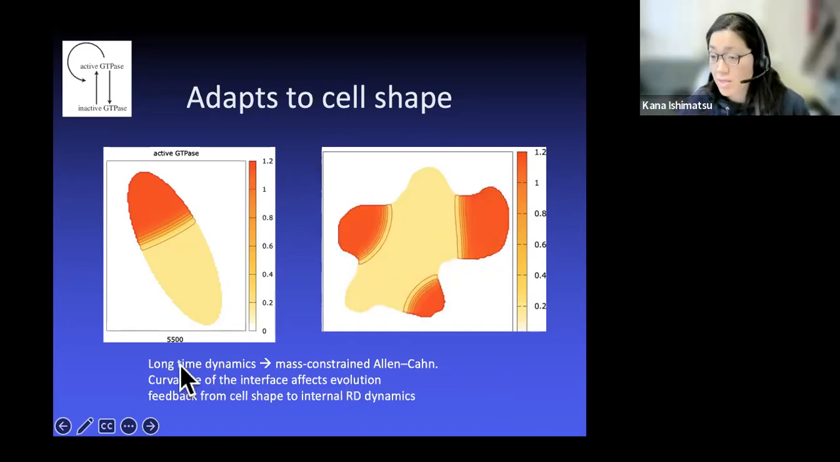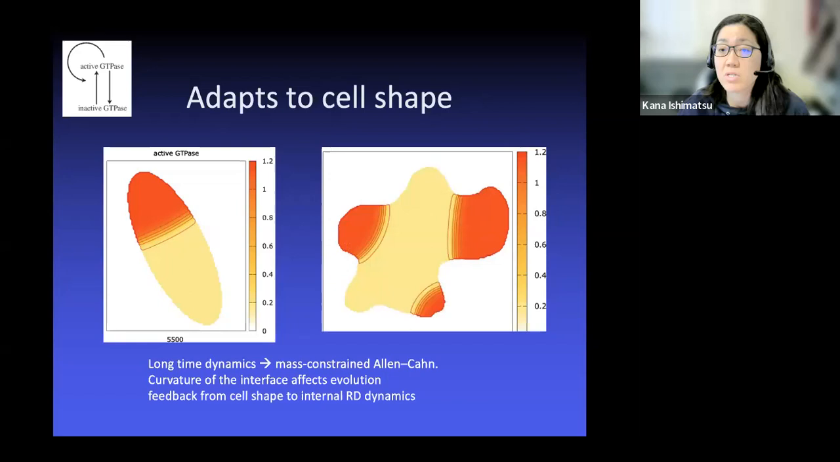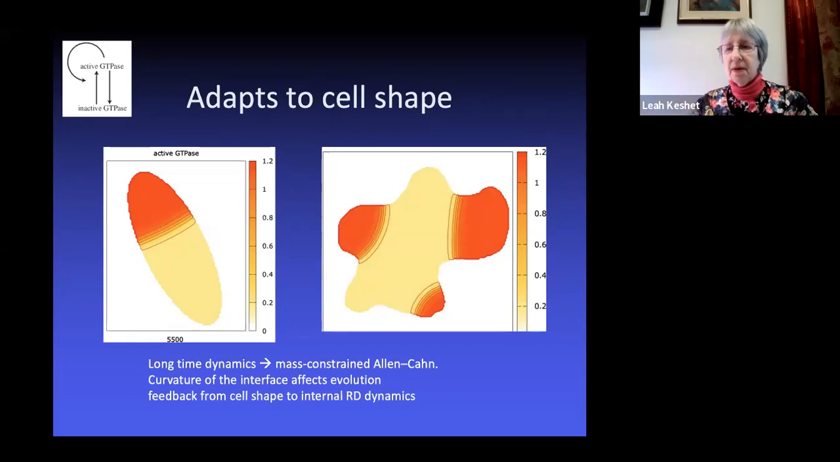Leah? Yes? We have a question in Q&A. Okay, go ahead. Could you please remind us what the boundary conditions were for the 1D model that you showed on the previous slide? Yes. The boundary conditions for all of what I described are going to be Neumann, no flux boundaries. So nothing escapes from the boundary.